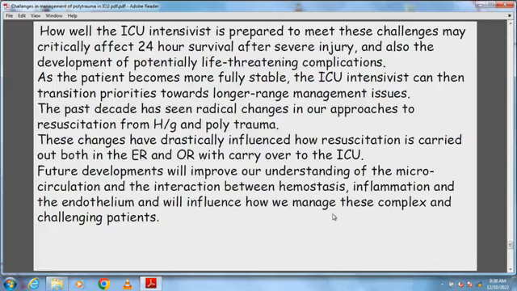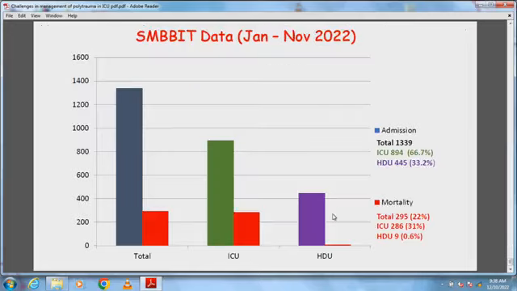The past decades have seen radical changes in approaches to resuscitation from hemorrhage and polytrauma. These changes have drastically influenced how resuscitation is carried out in the ER, OR, or ICU. Future developments will improve our understanding of microcirculation and the interaction between hemostasis, inflammation, and endothelium, and influence how we manage these complex and challenging patients.